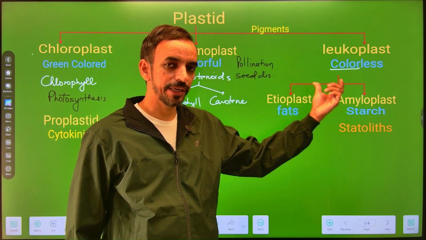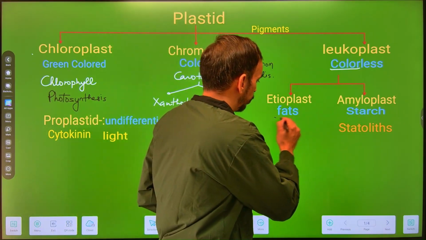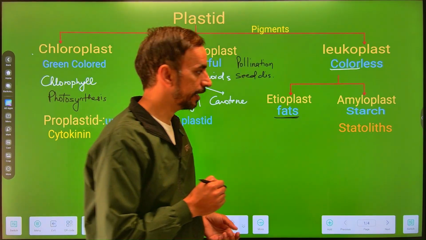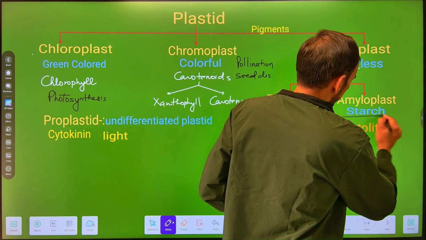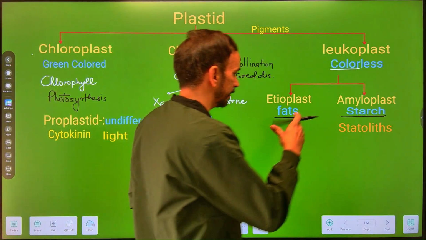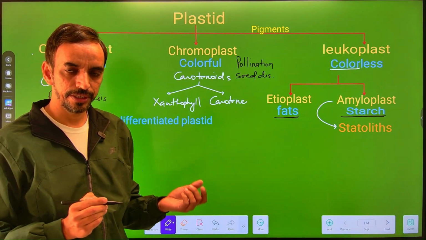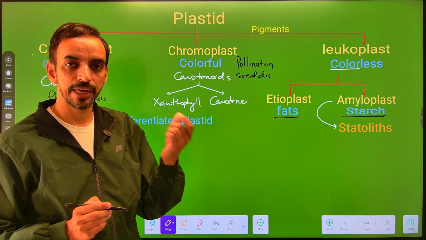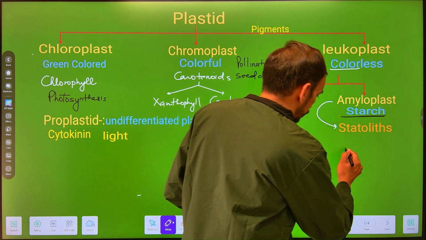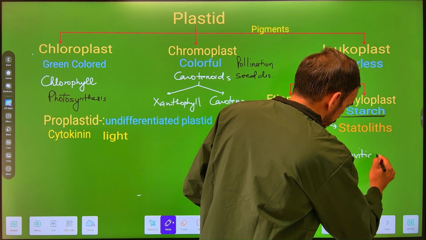Now the leucoplasts are mainly of two types, etioplast and amyloplast. Etioplasts are the leucoplasts which store fat, while the amyloplasts are the leucoplasts which store starch. Now these amyloplasts also act as statoliths. These amyloplasts help the plant in the process of gravitropic perception.